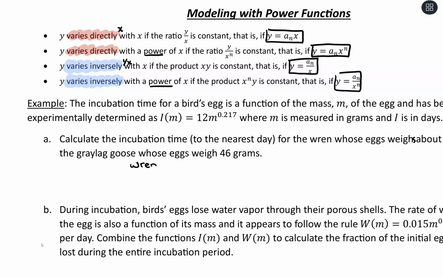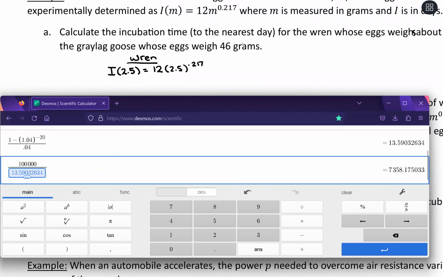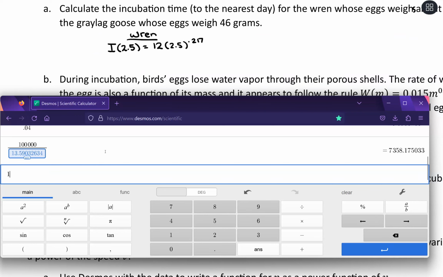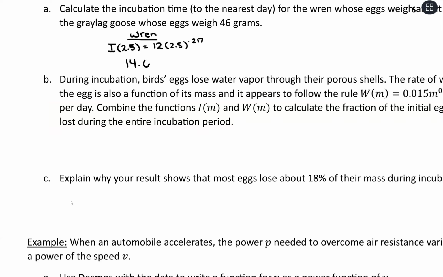So starting with the wren here, we want to find I, and we're plugging in this mass of 2.5. So we're taking 12 times 2.5 raised to a power of 0.217, and we'll go ahead and put that in a calculator. So 12 times 2.5 to a power of 0.217, so 14.64. And we're going to go ahead and round this to the nearest day, so rounding it up, that would be about 15 days. And now for the goose with an egg weight of 46 grams.